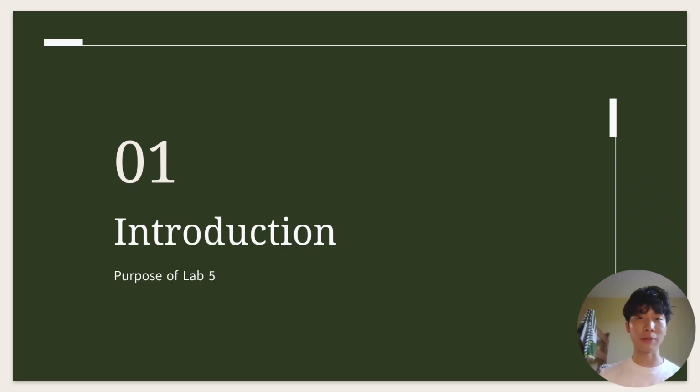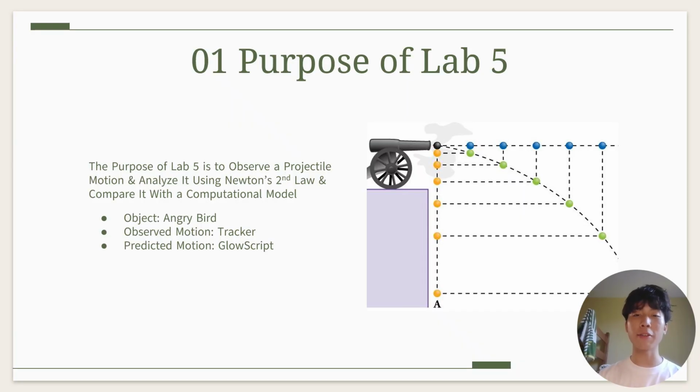First of all, what is the purpose of Lab 5? The purpose of Lab 5 is to observe a projectile motion, and then we use Newton's second law to analyze it and compare it with a computational model. The object is the flying Angry Bird, and for the observed motion, we can use Tracker to calibrate it, and then use GlowScript to do coding to produce a predicted motion.